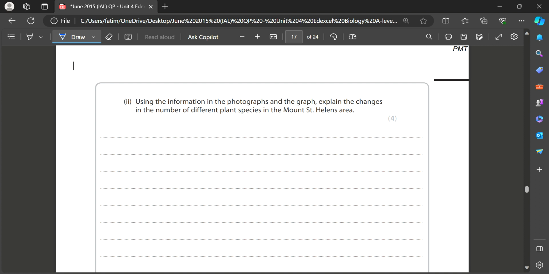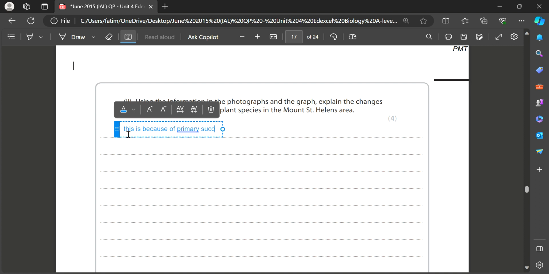Now, using the information in the photographs and the graph, explain the changes in the number of different plant species in Mount St. Helens area. So, again, over here, we'd explain the changes. So this is because of primary succession. Because of the lava, no organism could grow.